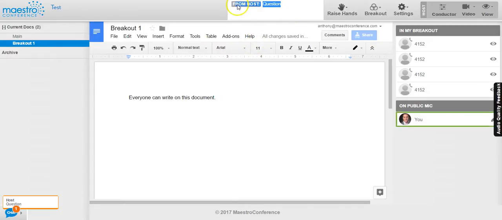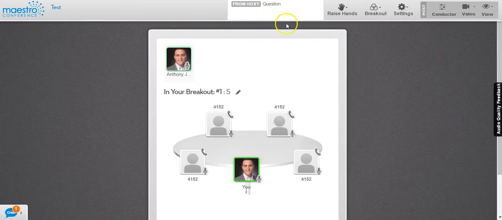So you can keep the breakout question at the top, and you can have them either write in breakouts and put the question at the top, or you can have them in People View, which will still have the question at the top, even in People View. So those are the 2 views of breakouts, People View and Text Editor View, plus you can post a question at the top for your participants when they're in breakouts.